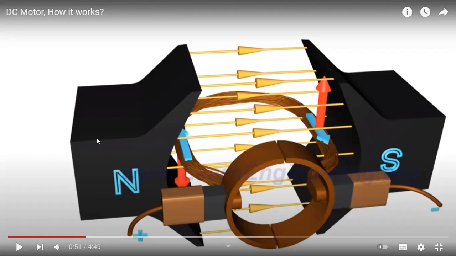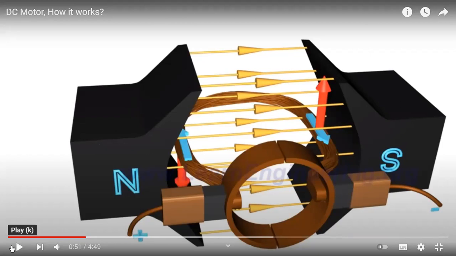So in the stator part, we have two options. One, we can put the field coil, and when we pass DC current through the field coil, we can produce a magnet. Or we use the permanent magnet.